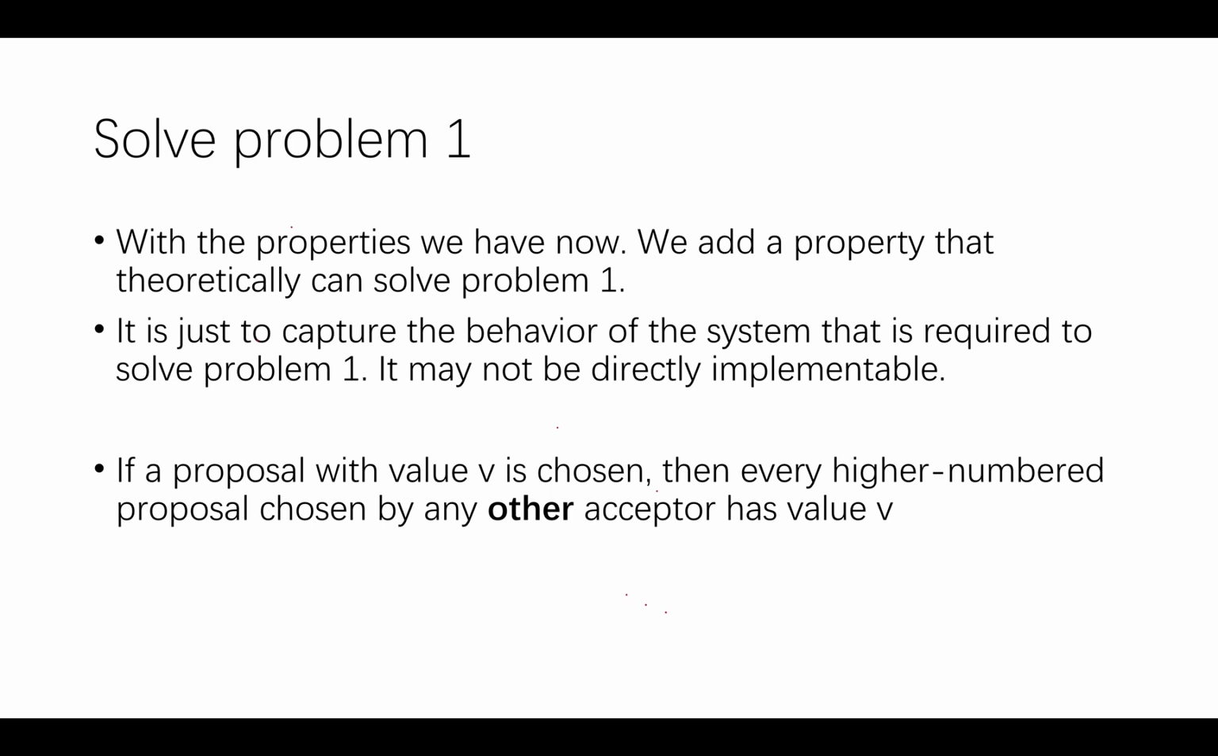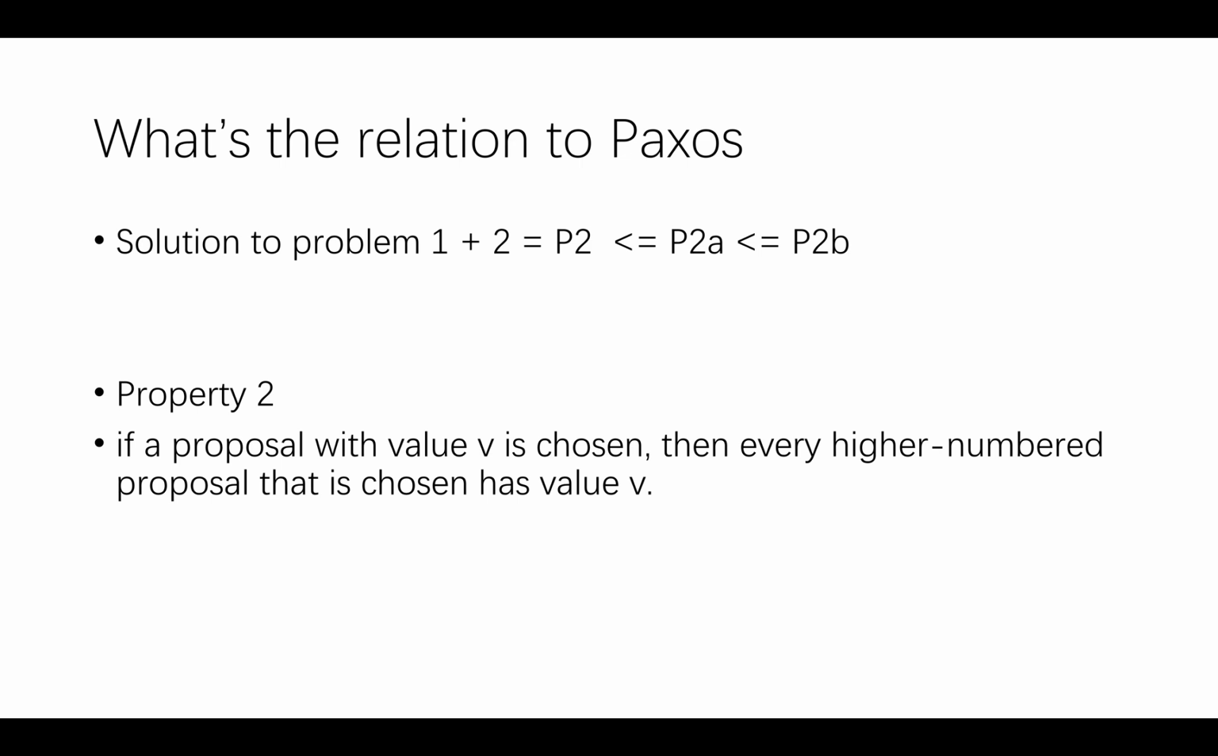What does this problem relate to in the Paxos algorithm? We see the solution to problem 1 and the solution to problem 2. Adding them together is actually P2, the property 2 in Paxos. And P2A basically states the same thing as P2, it just changes the word from chosen to accepted.